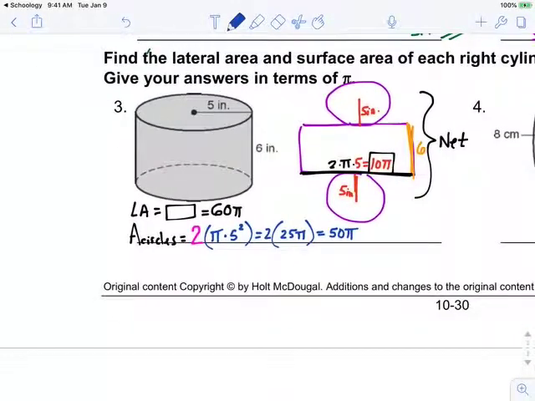A lot of pi's. To find total surface area, if you set it up like I did, look at how nice this will be. That plus that equals surface area. So 60 pi plus 50 pi gives me 110 pi.